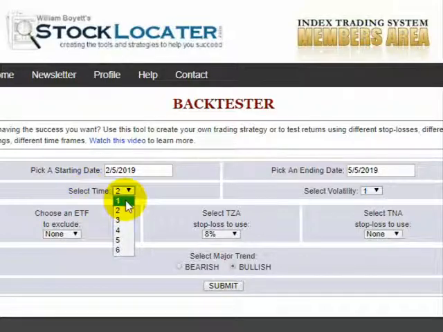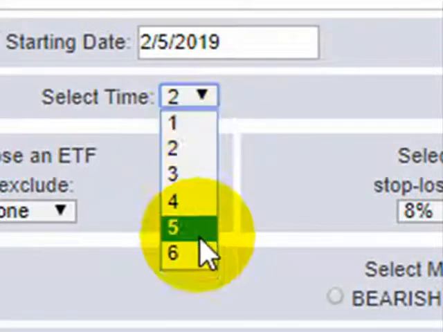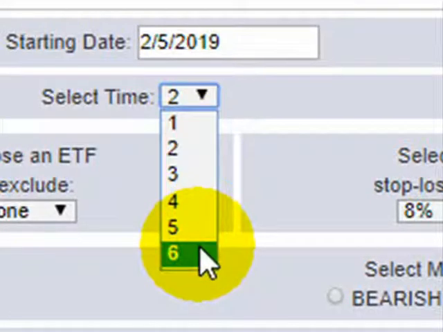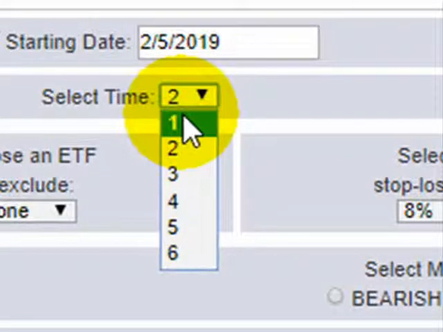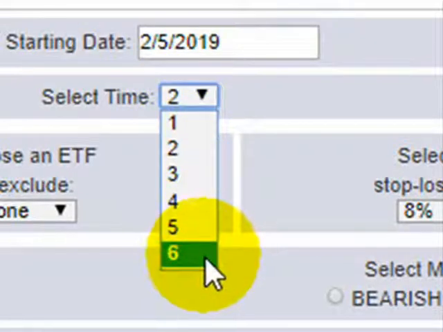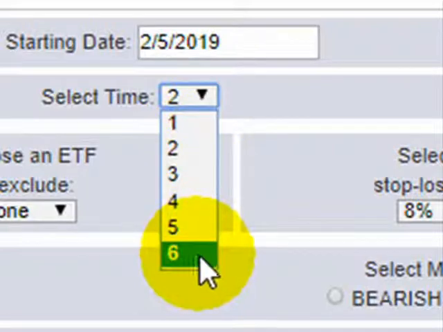Now, there are 6 time settings going from 1 to 6, with 6 being the longest time. So what we're timing here is a move up in the market or a move down in the market. And is that move going to occur over a short time period, which would be a 1, or will it occur over a really long time period, which would be a 6? And of course, you have anywhere else in between on these others.